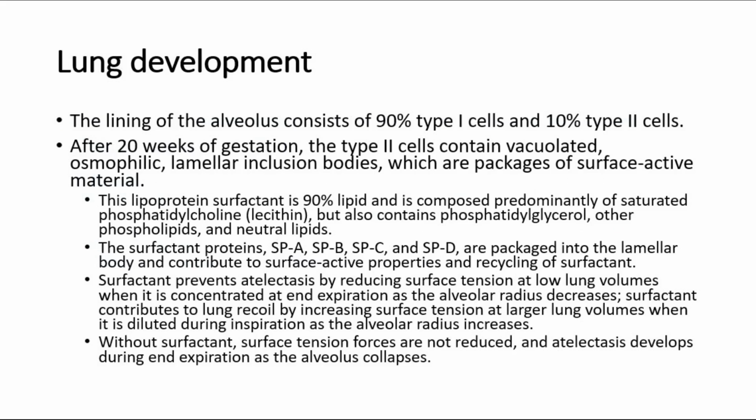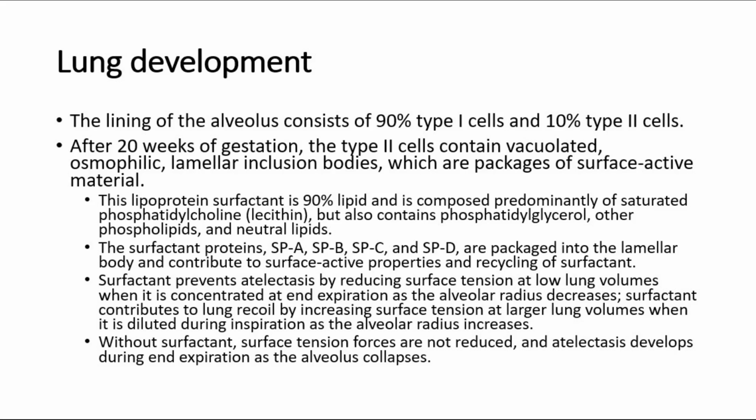For lung development, the lining of the alveolus consists of 90% type 1 cells and 10% type 2 cells. After 20 weeks of gestation, the type 2 cells contain vacuolated, osmophilic, lamellar inclusion bodies, which are packages of surface active material. This lipoprotein surfactant is 90% lipid, and is composed predominantly of saturated phosphatidylcholine, lecithin, but also contains phosphatidylglycerol, other phospholipids, and neutral lipids. The surfactant proteins, SP-A, SP-B, SP-C, and SP-D, are packaged into the lamellar body, and contribute to surface active properties and recycling of surfactant.